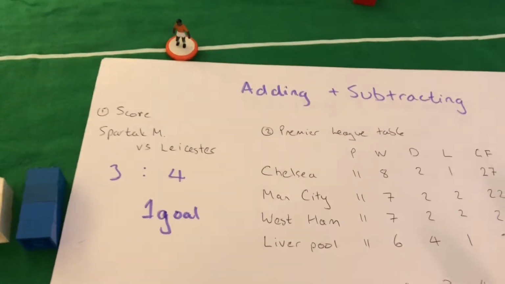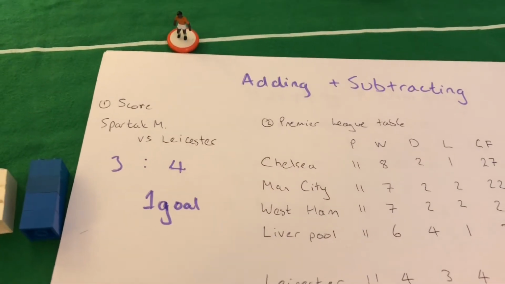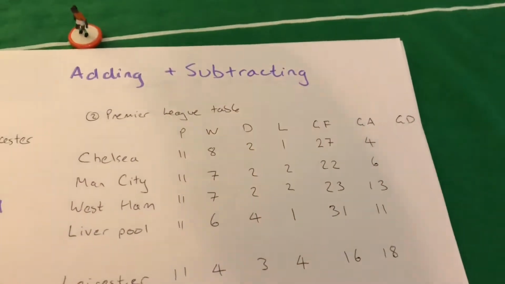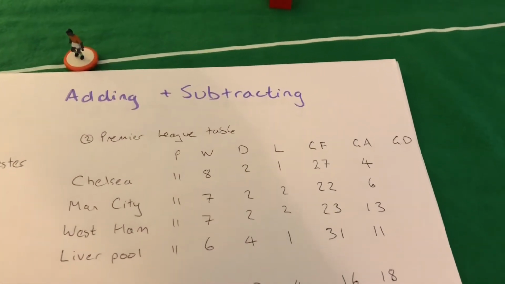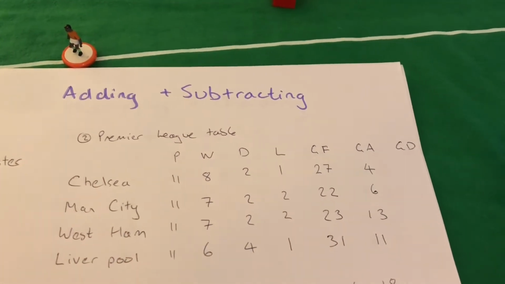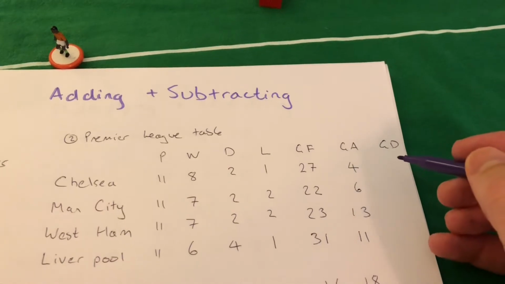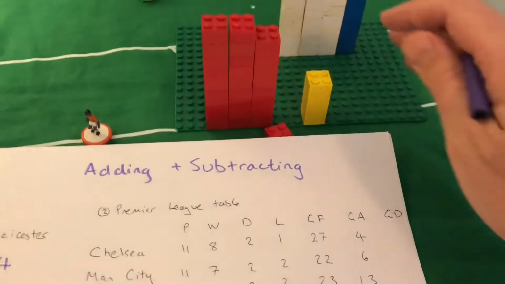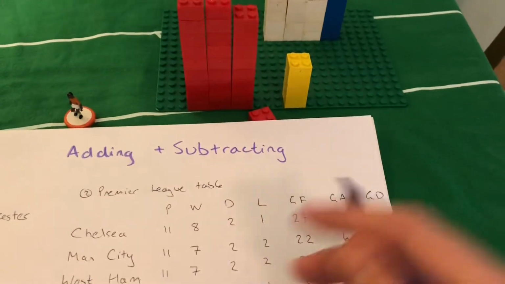But there's more adding and subtracting involved when it comes to the table. If I look at the current Premier League table, as it is in early November, Chelsea are top of the league, but sometimes a team might have the same number of points, but it's what's called the goal difference that's important to decide who is ahead. So Chelsea have scored 27 goals already.